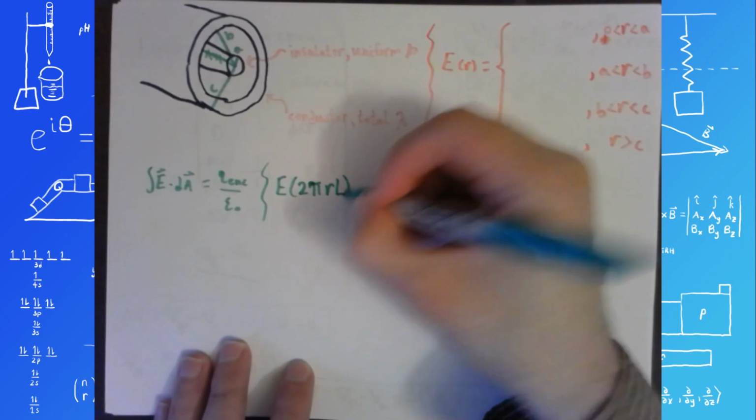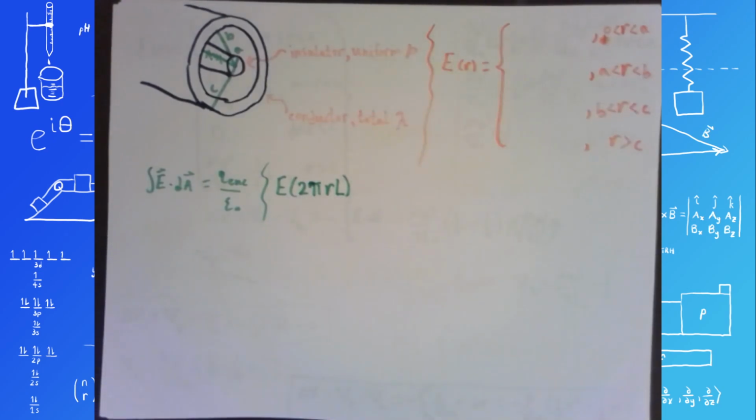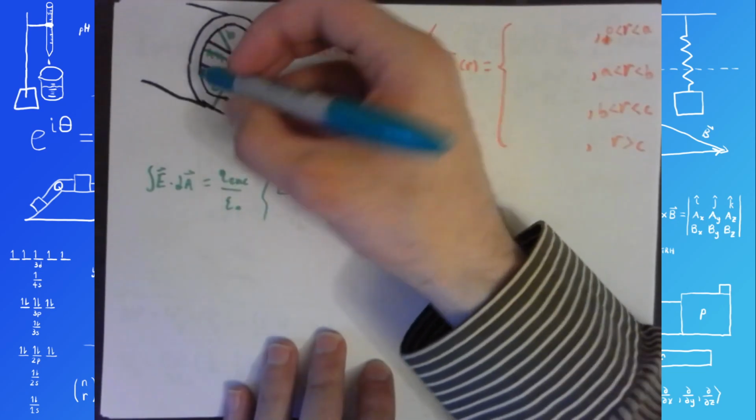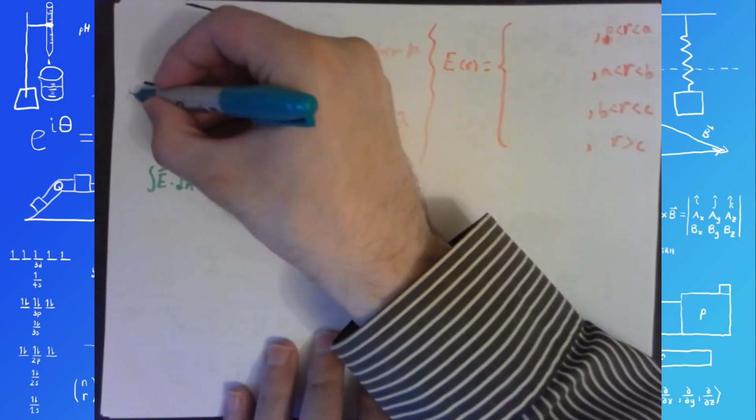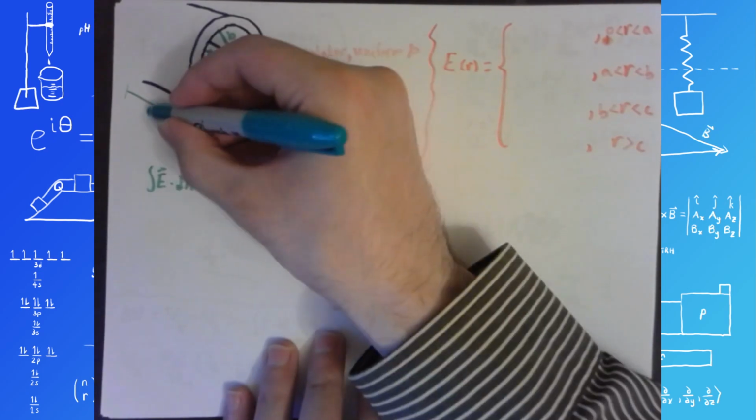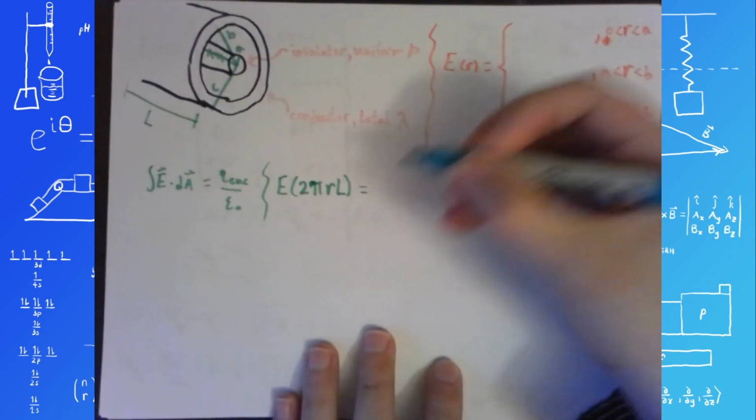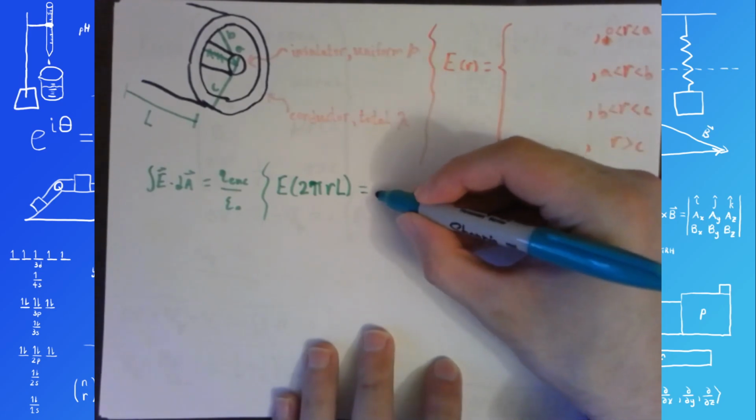If you don't remember how we got 2 pi RL, maybe look at, was it the one from last time or the one before that? I'm pretty sure it was the session from last week, where L, of course, is the length of the cylinder. And then that equals Q enclosed over epsilon naught.